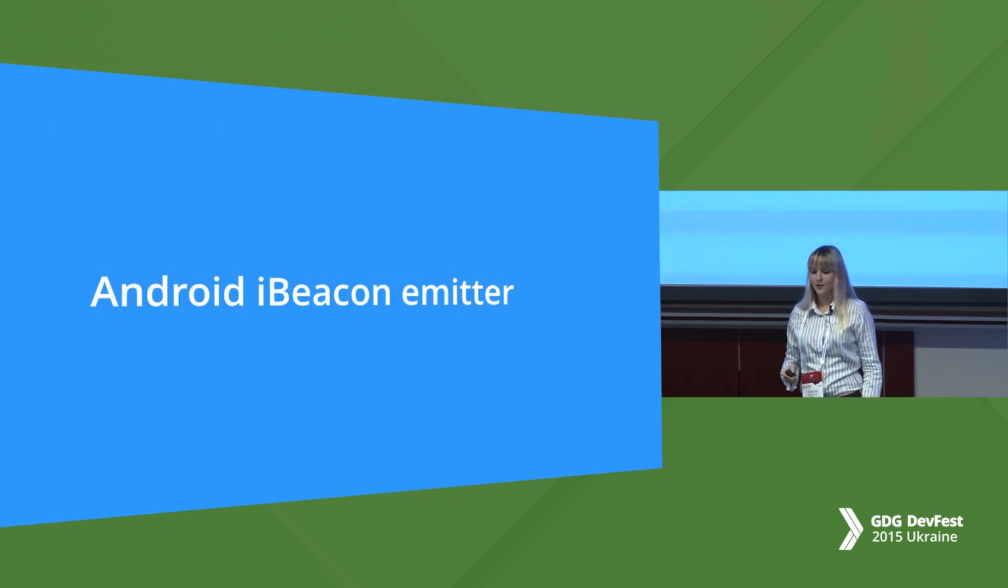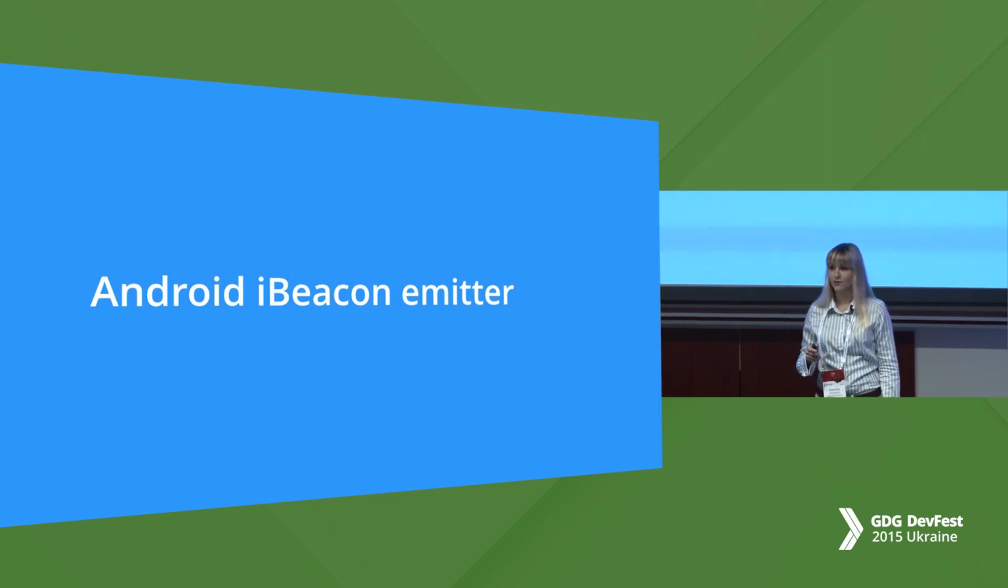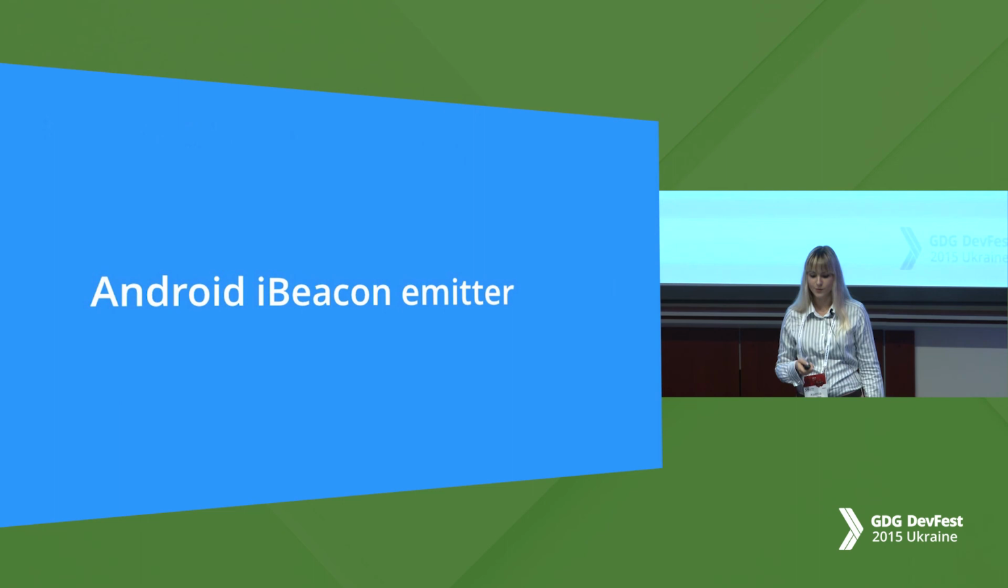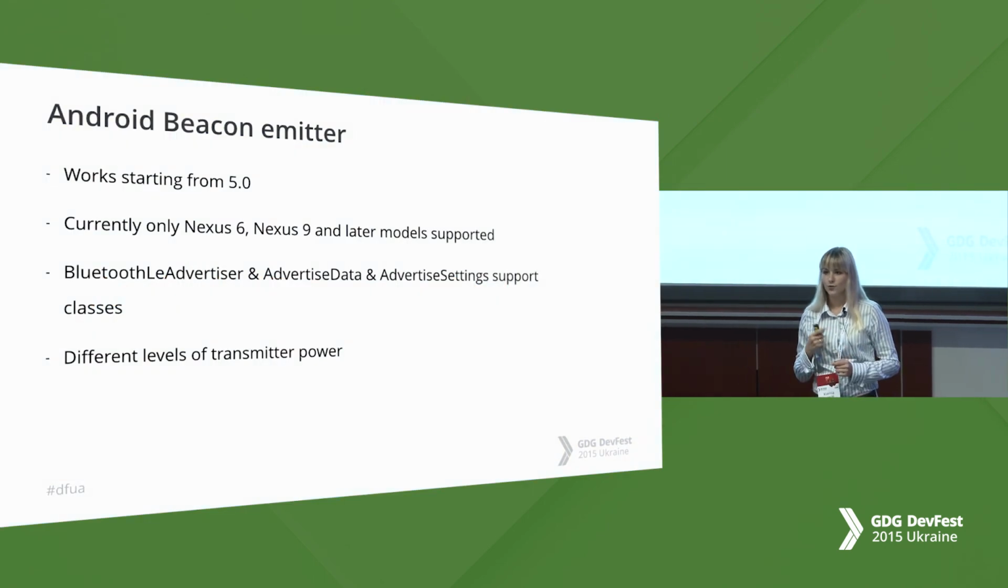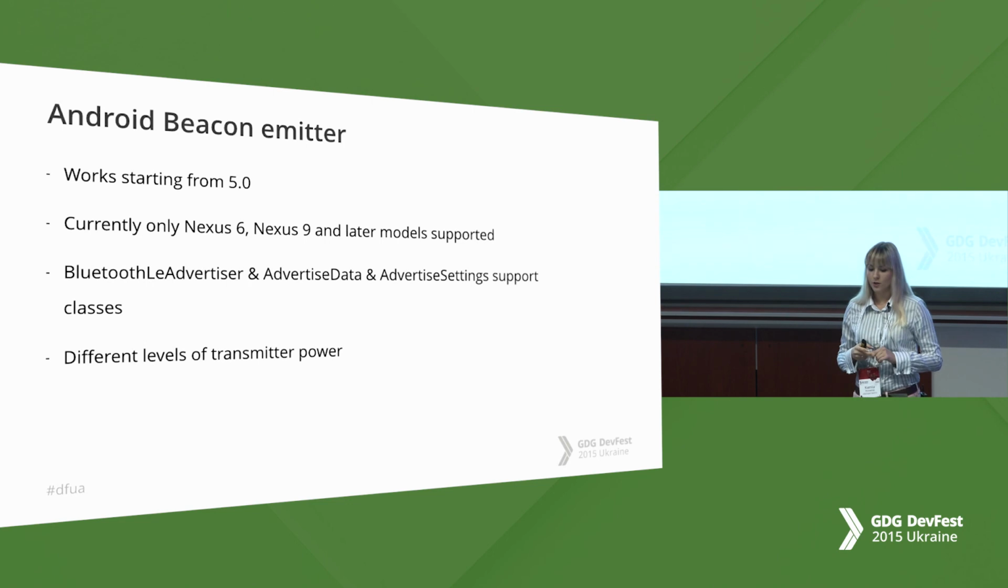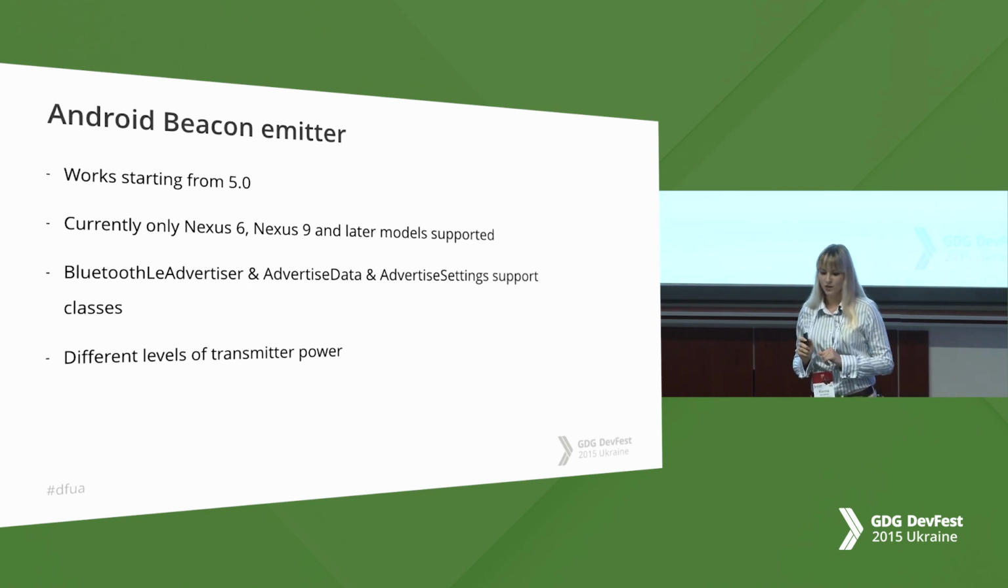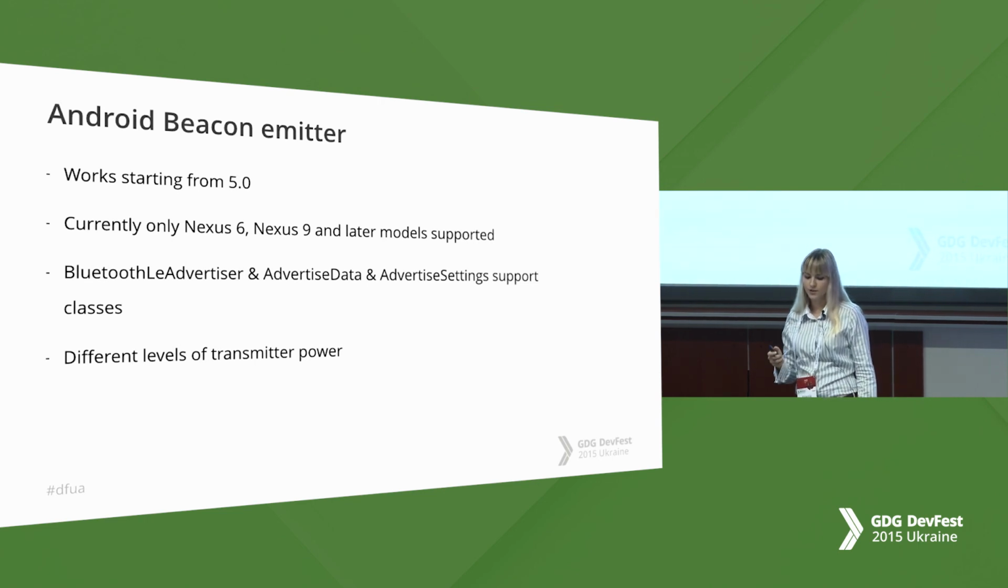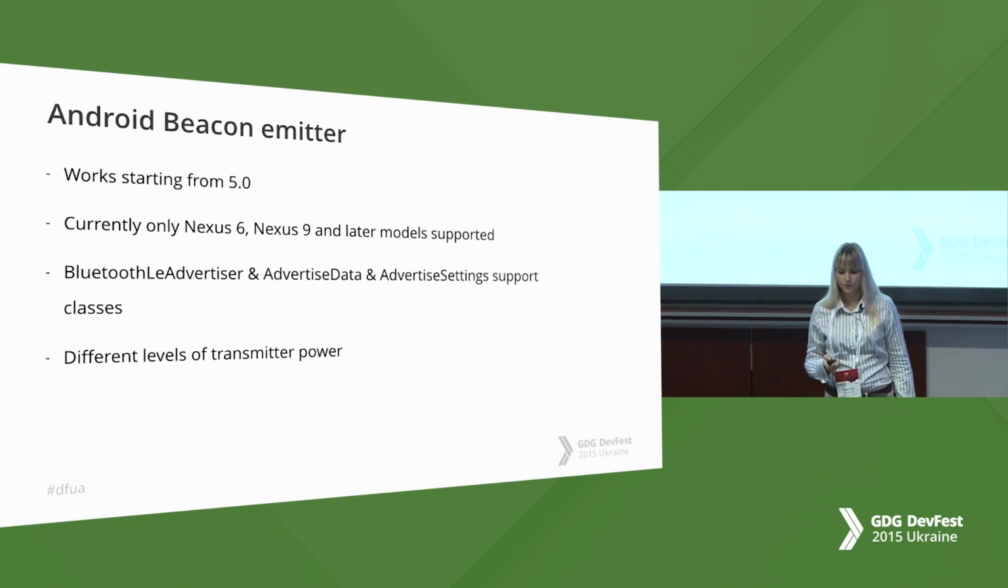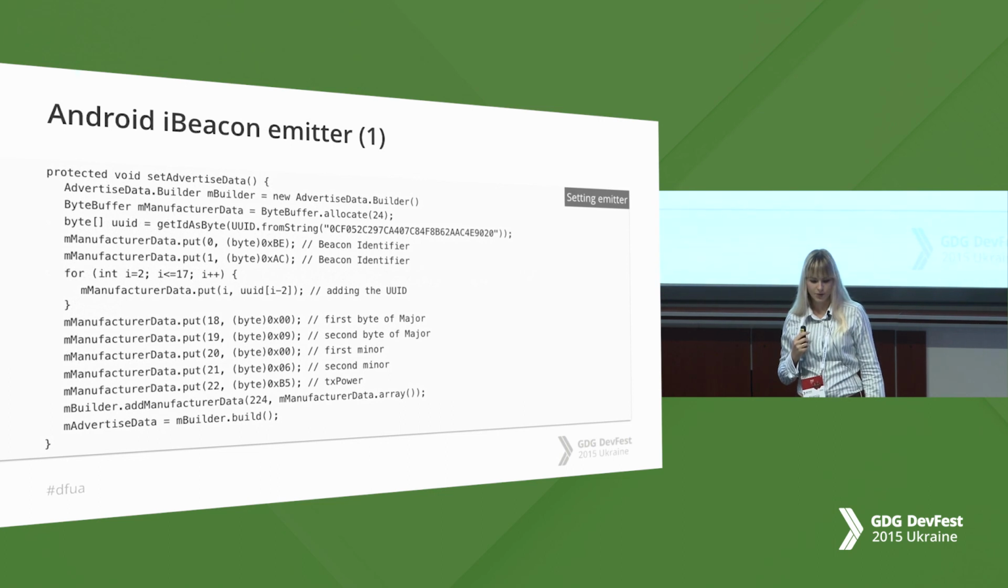And the last thing about Android 5 and higher interaction with BLE: we could turn our device into a beacon emitter, but it works not with all devices. It works only with Nexus 6, Nexus 9, and higher devices. And we could create Bluetooth LE advertising, and advertise data and advertise settings support classes. So let's look at the examples.